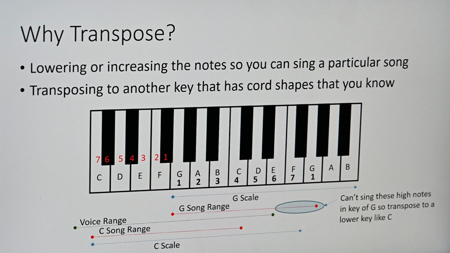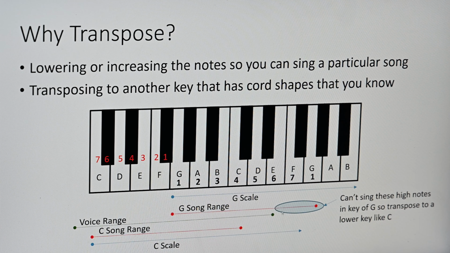Why transpose? We're lowering or increasing the notes you need to sing a particular song. So if the range of our voice can't quite get to those higher notes in the key of G, well then we would want to transpose the key down some so that it brings it within the voice range and we can sing all of the notes in the C scale, which we may not be able to reach if we were playing in the G scale.